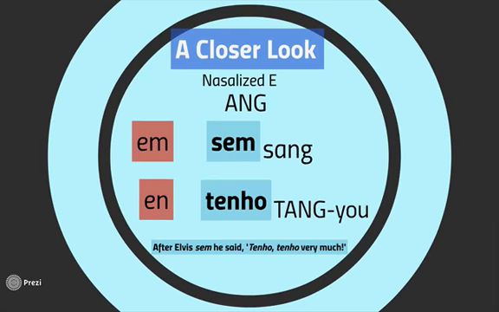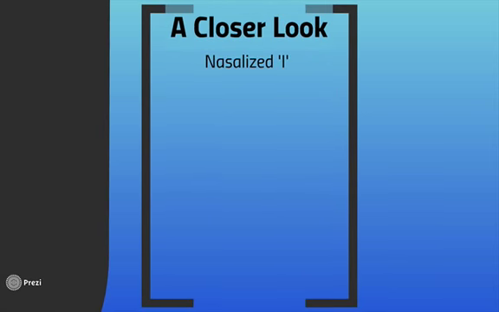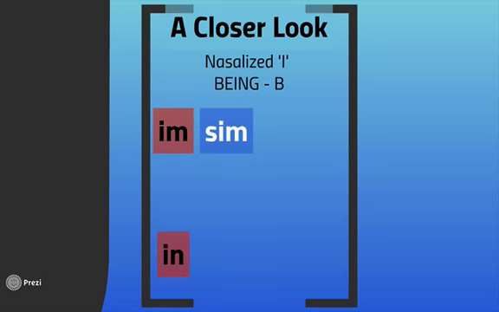Moving right along. Hopefully you're getting the idea by now, but for nasalized I, we have a similar trick, which is to say the word being quickly. Being, without the B. So, ing, ing. Here to practice, we have two words with I-M. Seeing, which if you say quickly sounds like the English word seeing, as in I'm seeing someone. Seeing, seeing. And not like seem with an M.